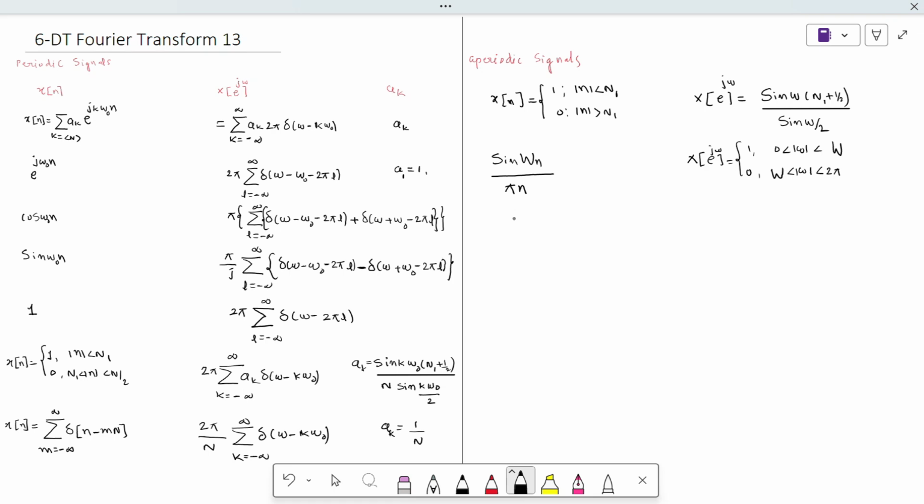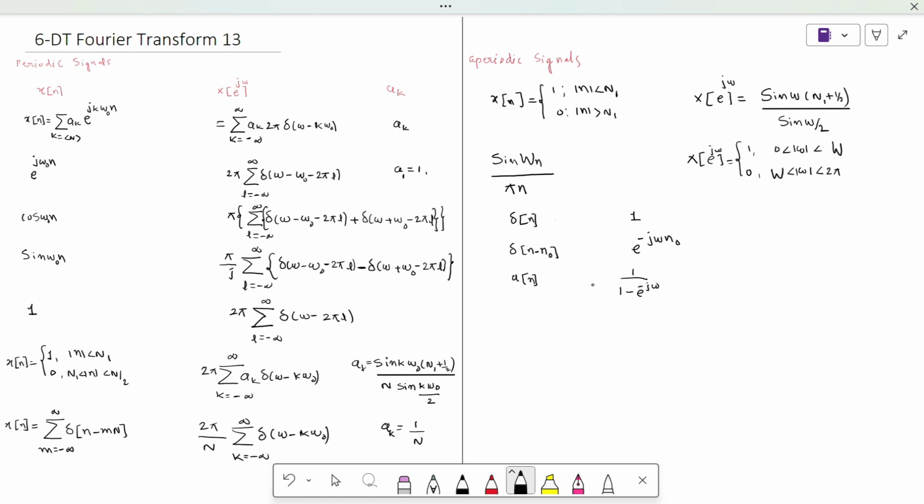Then delta of n: the Fourier transform equals 1. Delta of n minus n naught: the Fourier transform is e power minus j omega n naught. U of n equals 1 by 1 minus e power minus j omega. Same, U of n we can write in terms of the impulse.